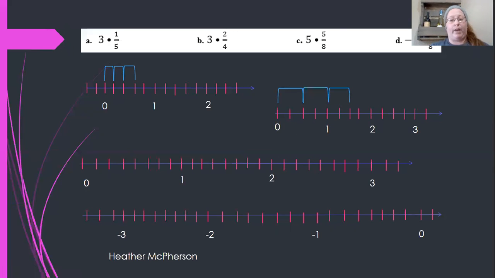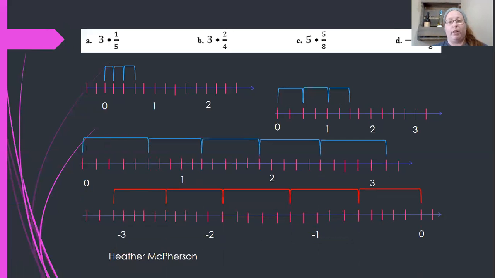5 times 5/8. You'll have 8 spaces from 0 to 1. And you're going to go over 5. And you have to do this 5 times. So 5/8 plus 5/8, 5 times, till you get 25 over 8, because 5 times 5 is 25. And the negative representation, I did this in red just as a different color. It's still going to be 5/8 times 5, but you have to make sure that it's negative, so you'll have negative 25 instead of a positive.